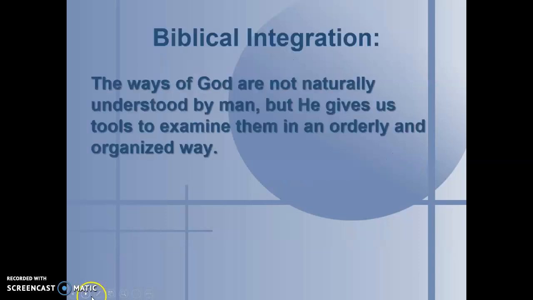Just a quick reminder of our biblical integration. The ways of God and His creation are not naturally understood by men, but He gives us tools to examine them in an orderly and organized way. And I hope that you see as we're going throughout math this year that it is orderly, it is organized, that there are patterns and rules that don't just happen accidentally, and that by understanding these patterns and rules, we can better understand the world in an orderly and organized way. So I hope you see that this year.